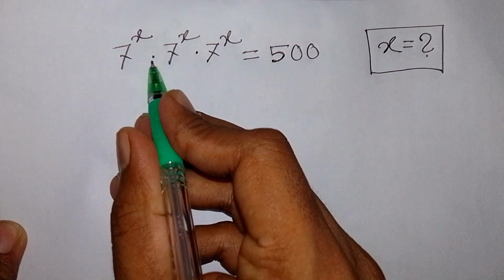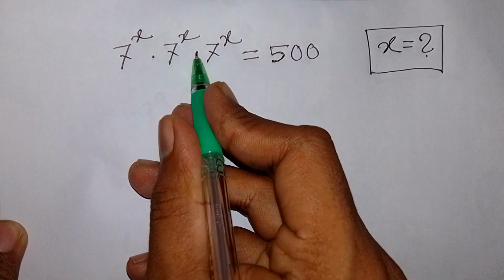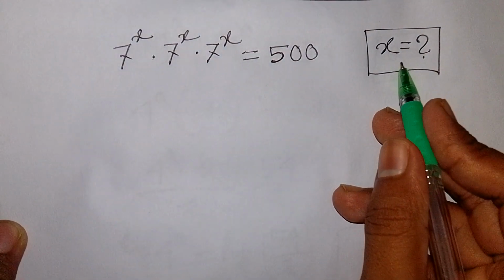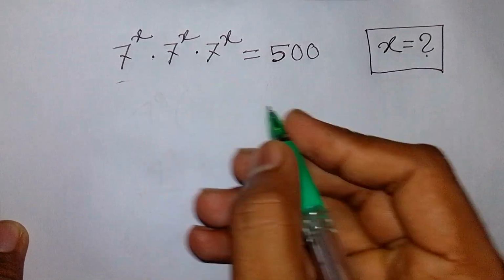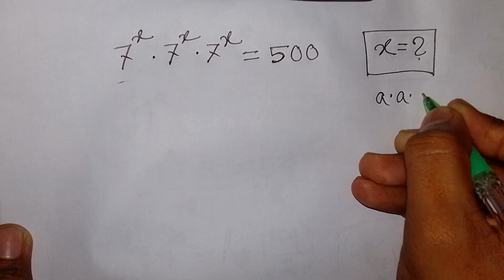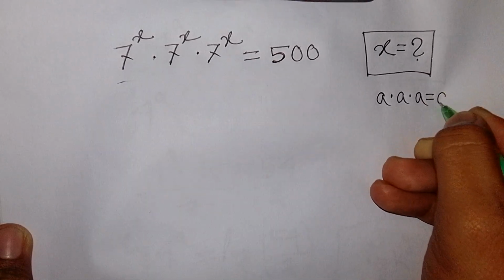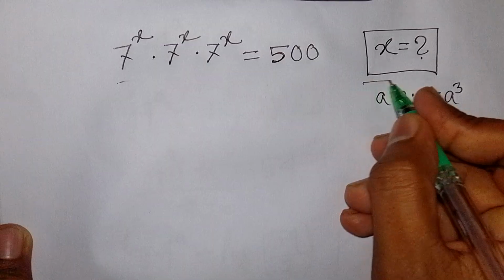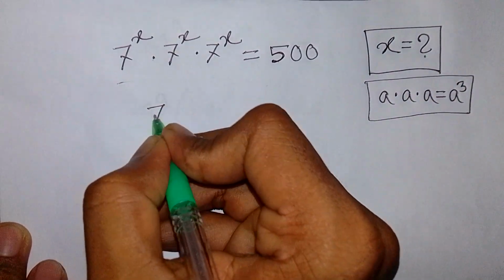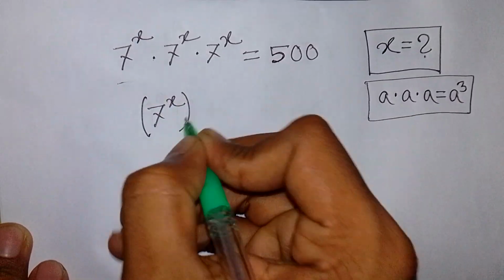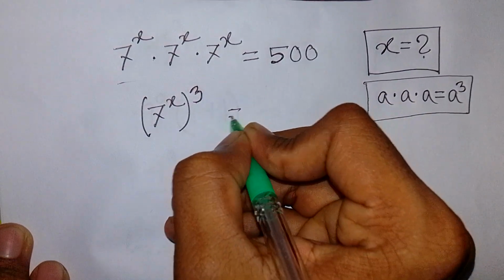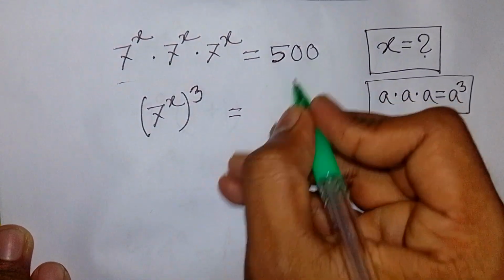7^x times 7^x times 7^x is equal to 500. Find the value of x. Here, in the form of a times a times a, which is equal to a cubed, it will be (7^x)^3 equal to 500.